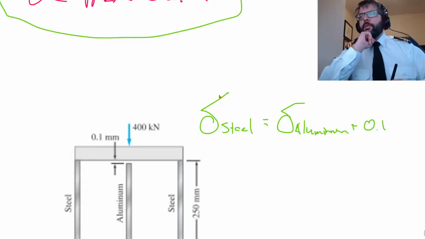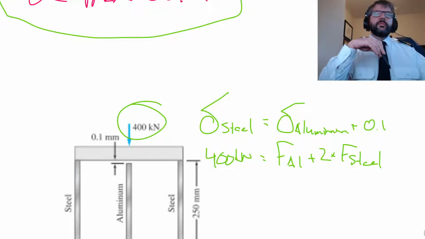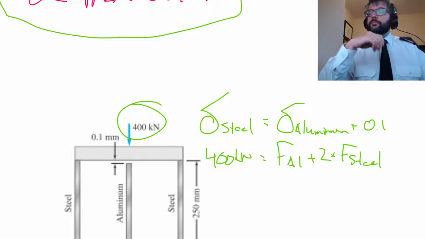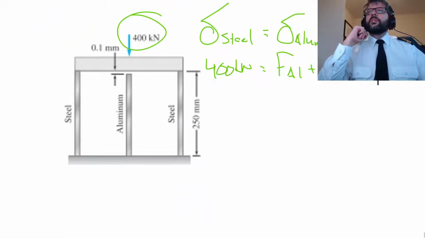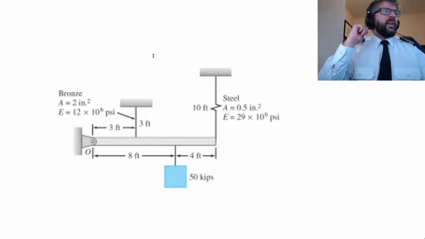And then for the force, it's 400 kilonewtons here. That's going to be equal to the F in the aluminum plus 2 times F steel, because we got 2 of the steel ones. Simple enough. We can solve from there. Something like this.